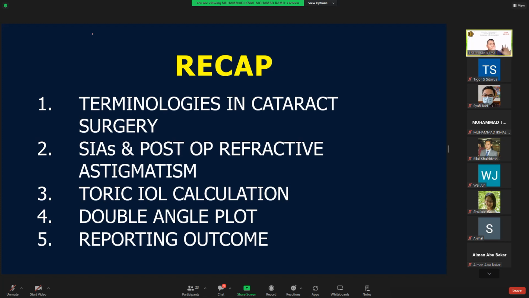Meaning that if you come, we look into how you actually develop that double angle plot, and how you actually do that reporting outcome. That alone will take, I think, at least the whole morning. But it's good to do that, so we're more directed.